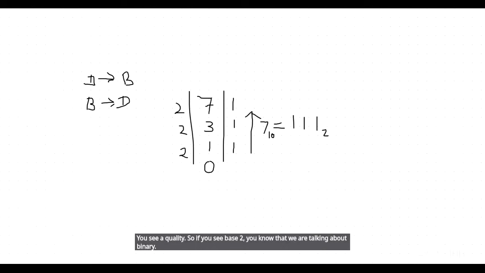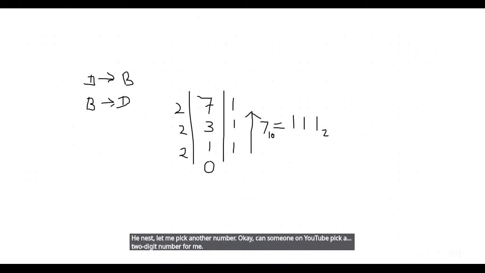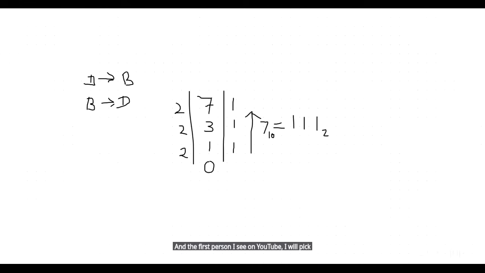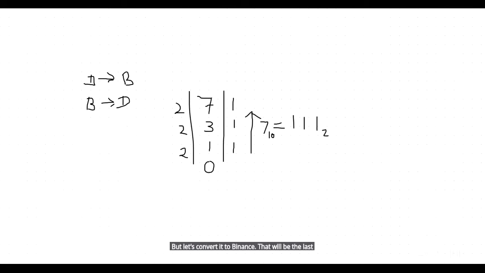The next, let me pick another number. Okay, can someone on YouTube pick a 2-digit number for me? The first person I see on YouTube, I will pick the number. A 2-digit number. But let's convert it to binary. And that will be the last one. So watch. I will not do 3 examples. 2 examples is enough.